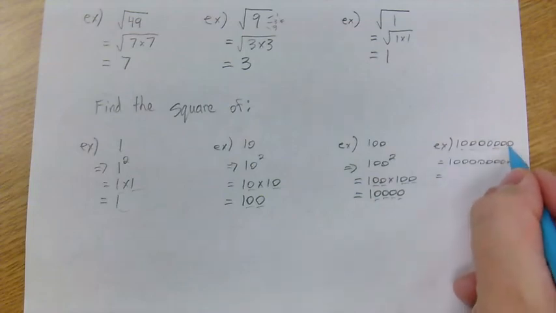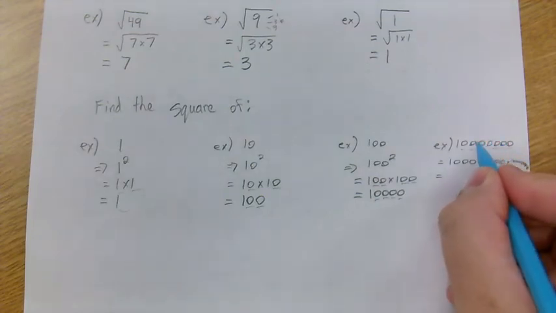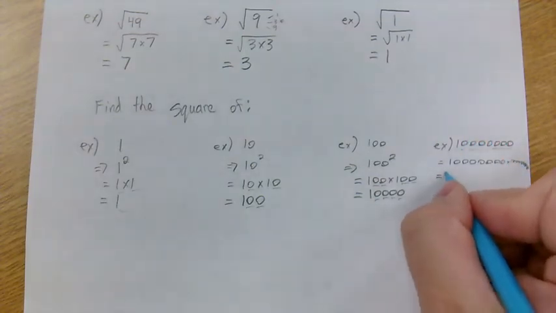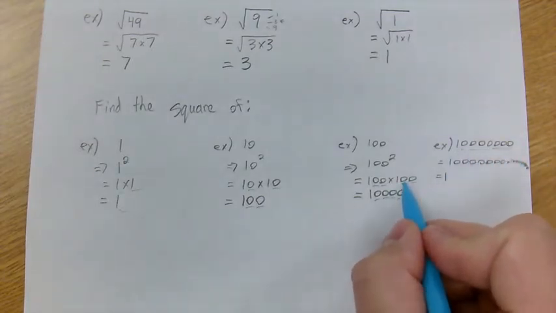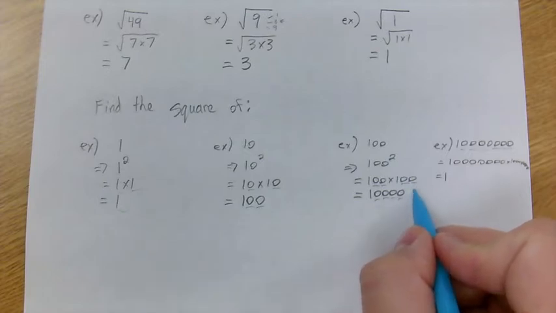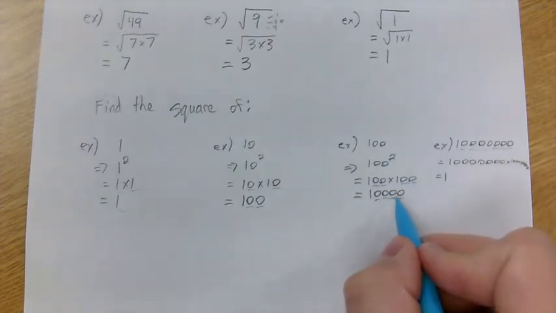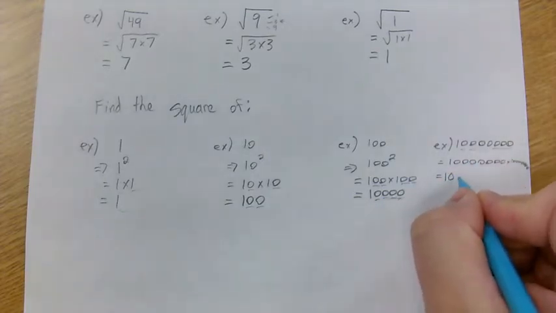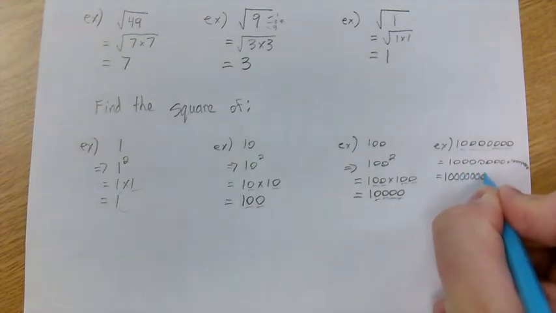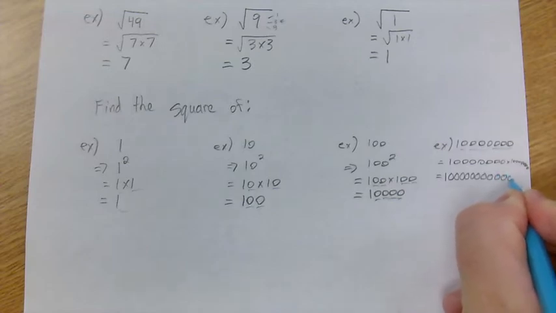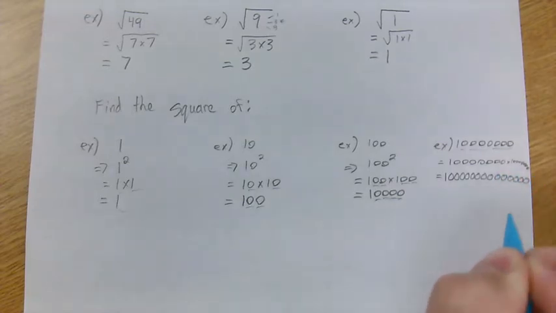How many zeros does 10 million have? 1, 2, 3, 4, 5, 6, 7. So it's going to need to have that many times 2, just like it had here. 1, 2 times 2 is there. That's how many zeros you have. So we need to have 14 zeros. So 1, 2, 3, 4, 5, 6, 7, 8, 9, 10, 11, 12, 13, 14.